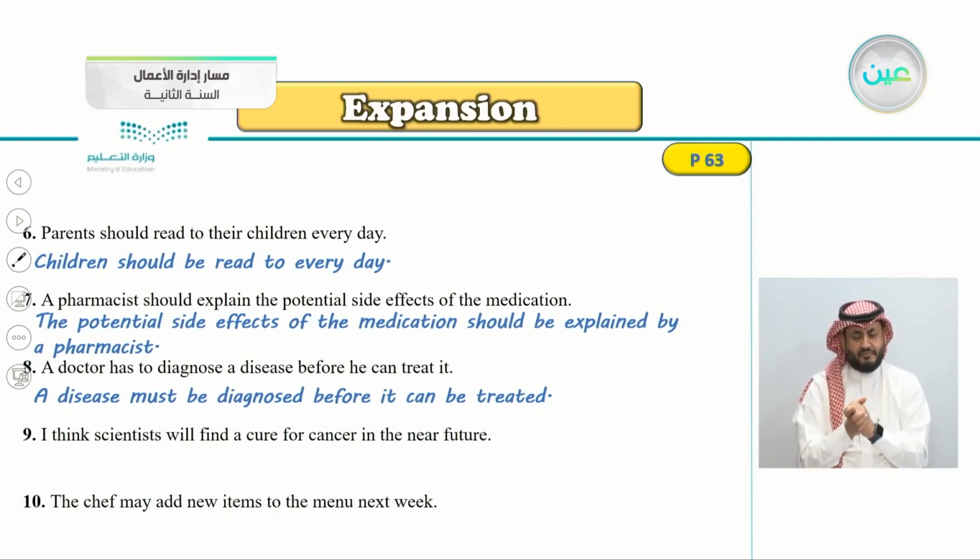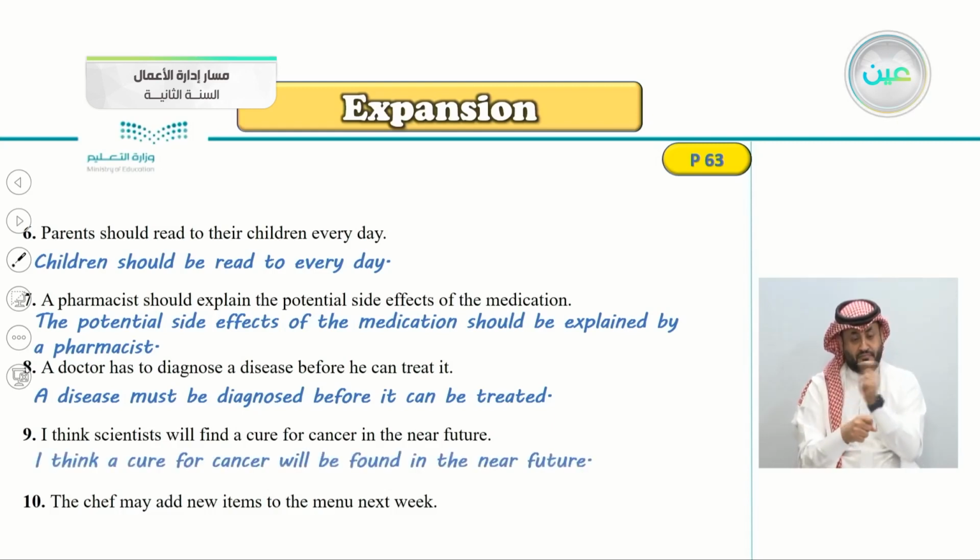Number 9, I think scientists will find a cure for cancer in the near future. So, begin with the object, a cure. So, I think a cure, so this is the object here, but we began with I think. I think a cure for cancer will be found. So because this is the auxiliary verb here, will be found in the near future.